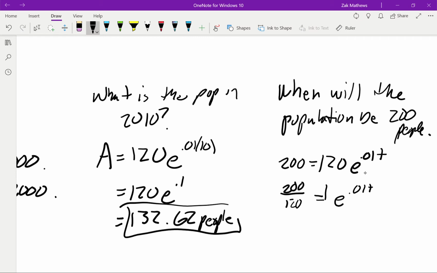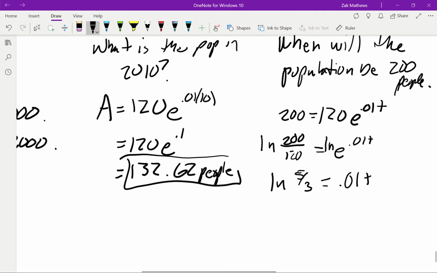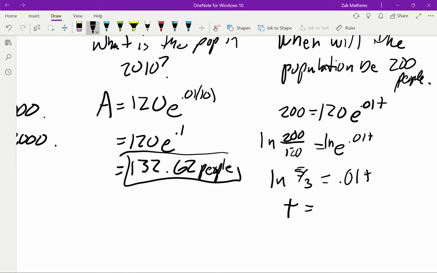Next, I need to take the natural log of both sides. I could take the log, but natural log makes more sense because then the e works itself out. And I can also simplify 200 over 120 if I want to. I can clearly knock off the zeros, and then 4 goes into both of those, giving 5/3. So I'm just simplifying to make it a little bit easier. And then, like I said, the reason we chose the natural log is that the natural log of e to a power gives us just the exponent, just the 0.01t. And then finally, to get t all by itself, we divide by that 0.01.